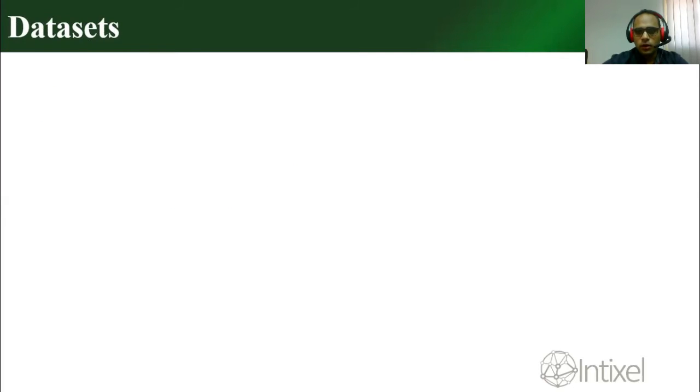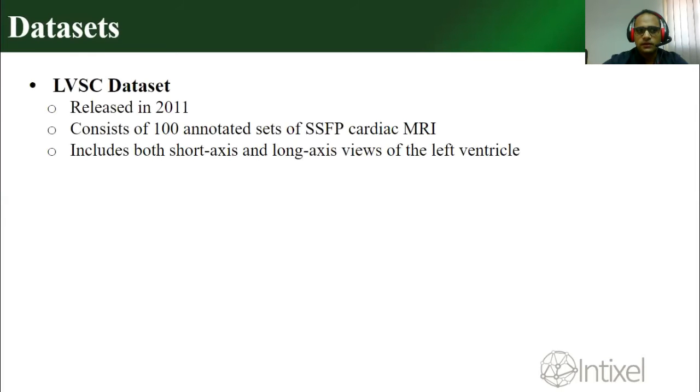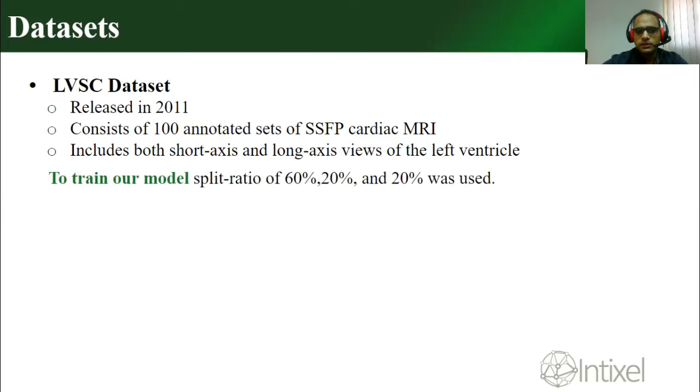To evaluate our architecture, we have used two data sets. The first one is LVSC, the Left Ventricle Segmentation Challenge, which was released in 2011. It consisted of 100 annotated cases. It included both long axis and short axis views of the left ventricle. To train our model, we split this data with a ratio of 60, 20, and 20% for training, validation, and testing respectively.